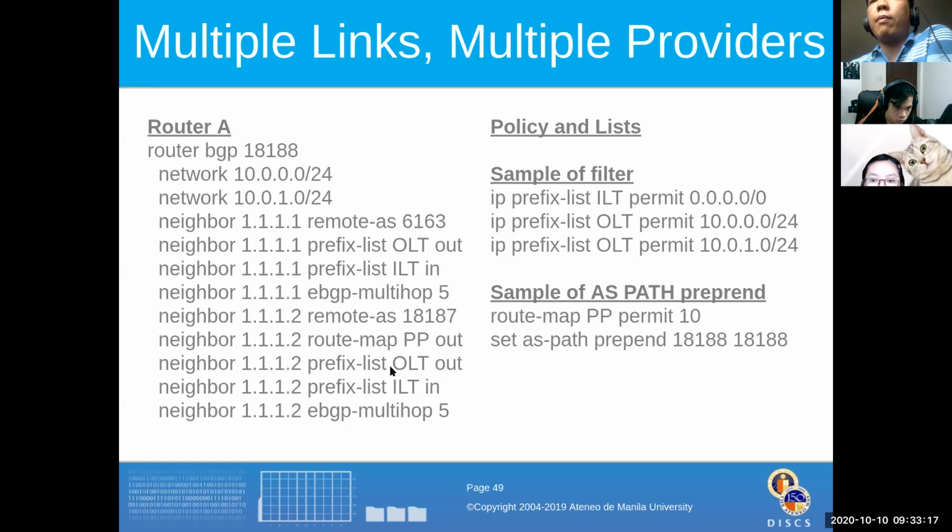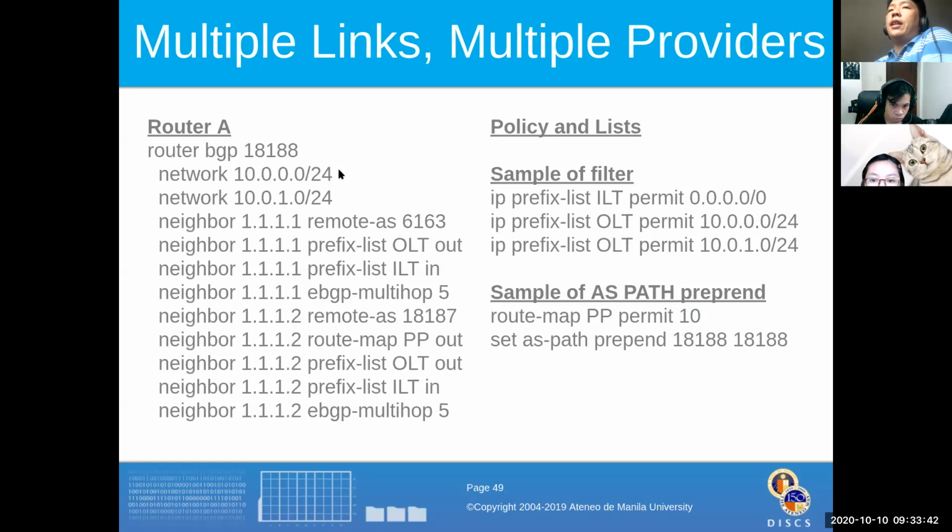And I do it for both links. Then I create a path prepend. So route map, as I mentioned a while ago, can be used for advanced policies like AS path prepend. In this particular case, I named it PP, and said for outbound traffic, I prepend 1888 twice here. That means this one becomes cheaper.